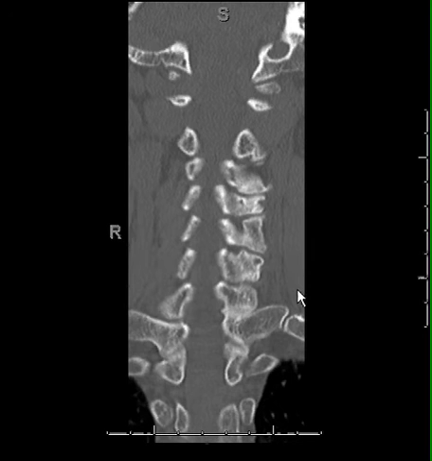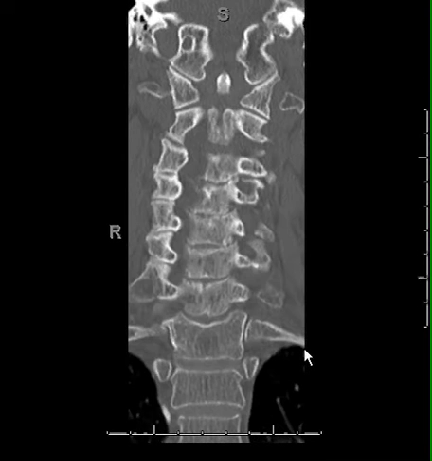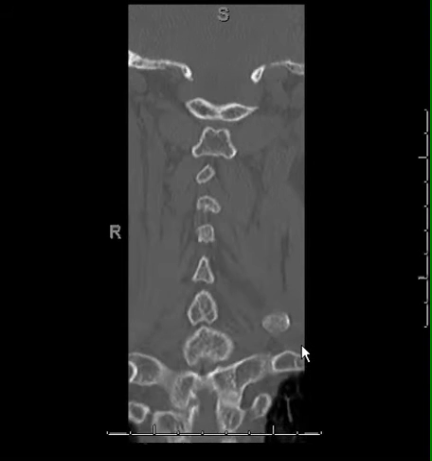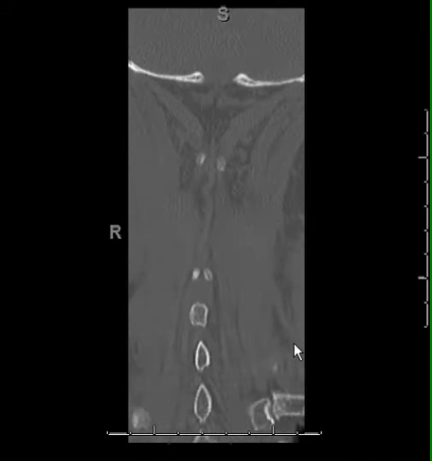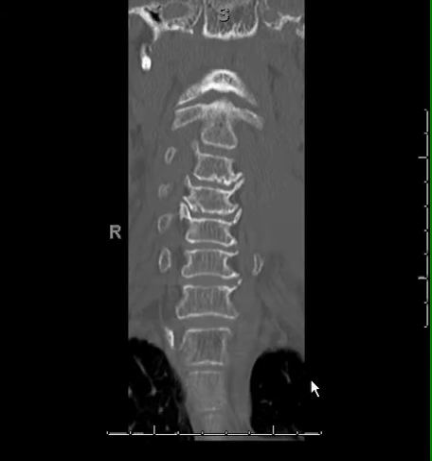This is another good way to look for the posterior rib fractures that you sometimes see with bad injuries. So it's another way to see them, and sometimes they're more apparent than on the axial images.